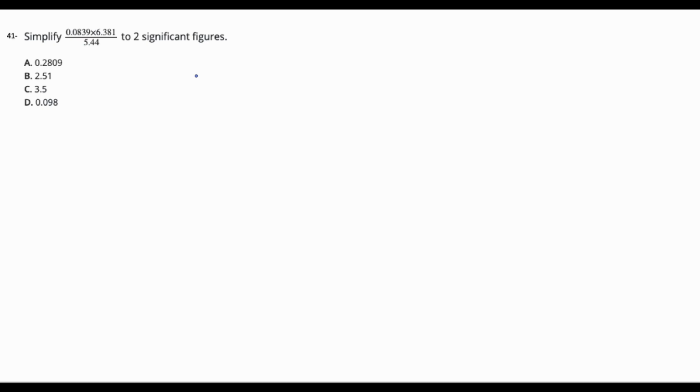In this video, we're going to be solving the second part of the 2019 Maths JAMB past questions. Let's go. Question 41 says, simplify this expression to two significant figures.